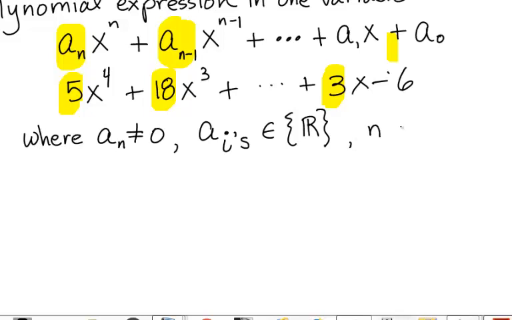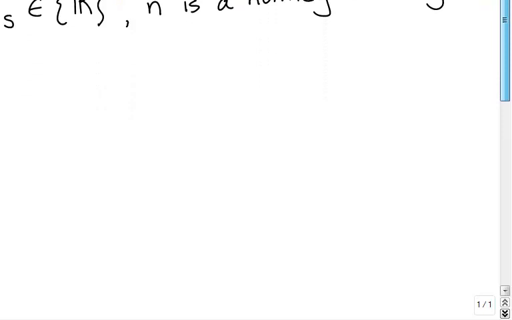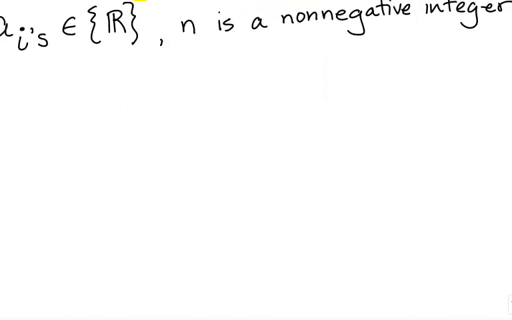Okay, and n is a non-negative integer. So basically that's saying your exponents cannot be a negative integer. Like you could not have -3 as an exponent for it to be a polynomial expression. Okay? Now they will give you some problems like this with that definition.